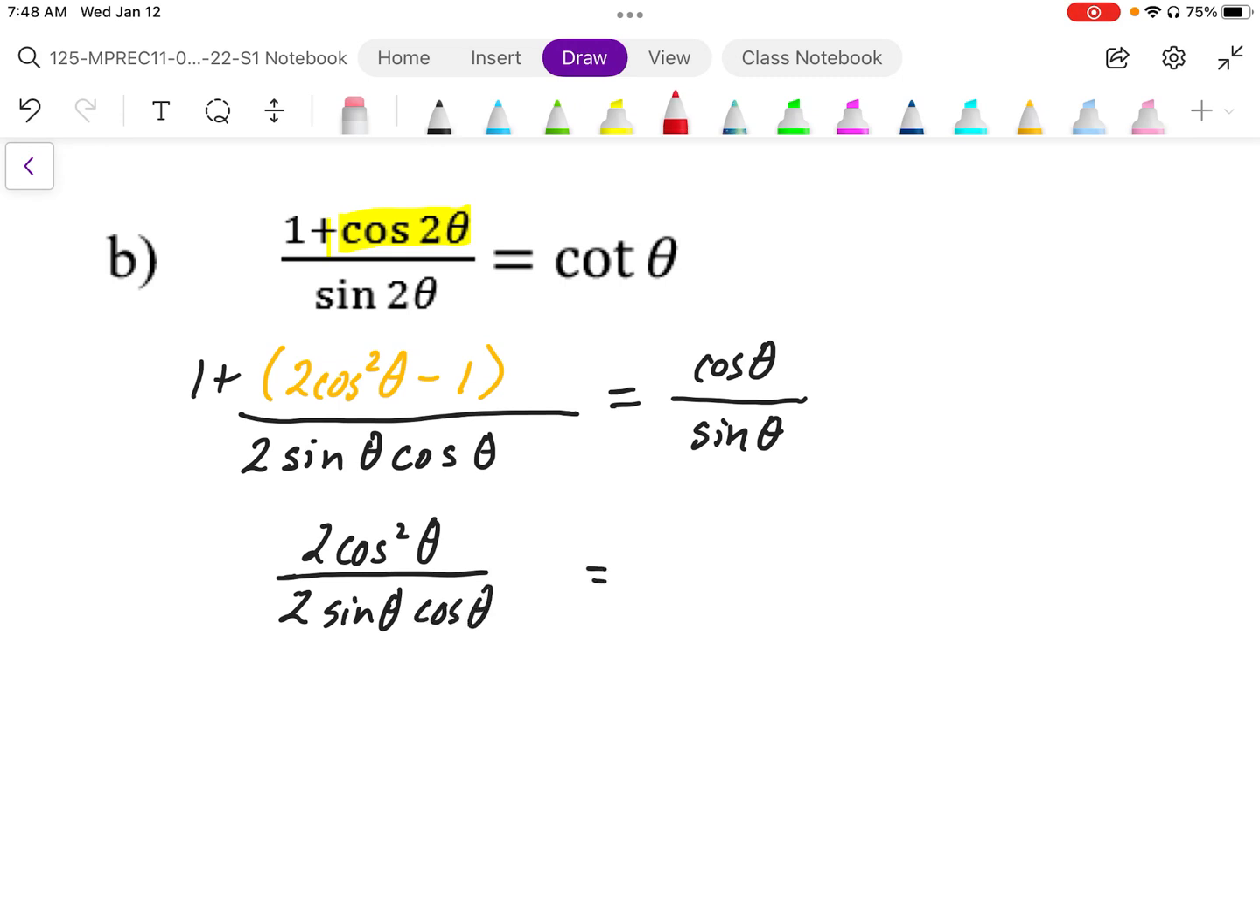We can see that a bunch of things will cancel out here. The 2's cancel out. One of these cancels with one of those. And now I've proven my identity. In the numerator, I have 1 cosine theta. In the denominator, I just have 1 sine theta. So I can see that the left side equals right side. I've now proven this identity.